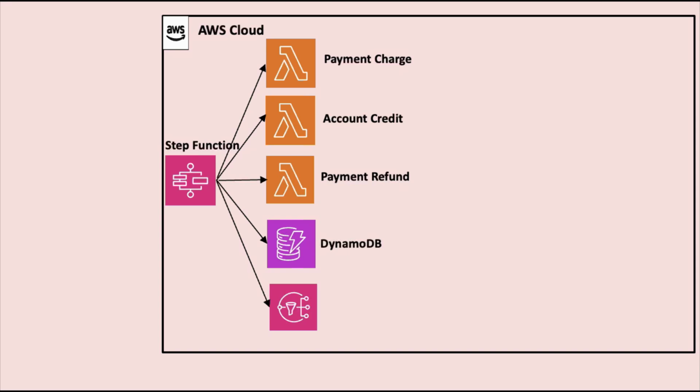And if one of the states fails, then we have a notification mechanism. So we will send a message to an SNS topic, through which the subscribers will get the message. Here we have two subscribers and both of them are SQS queues, one on success and one on failure.